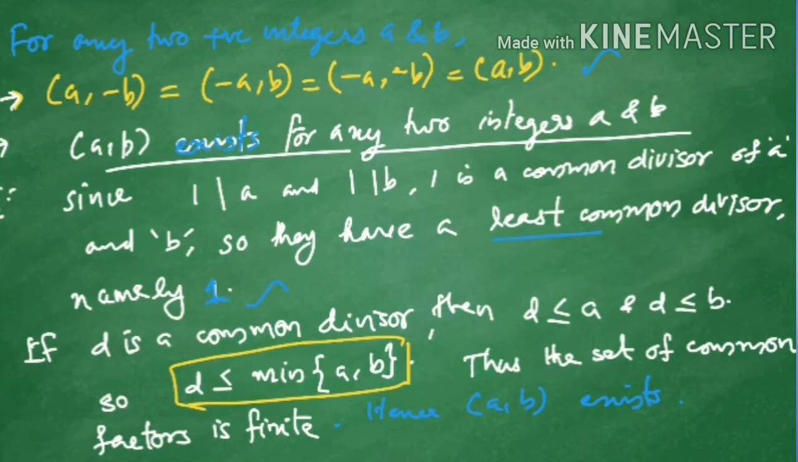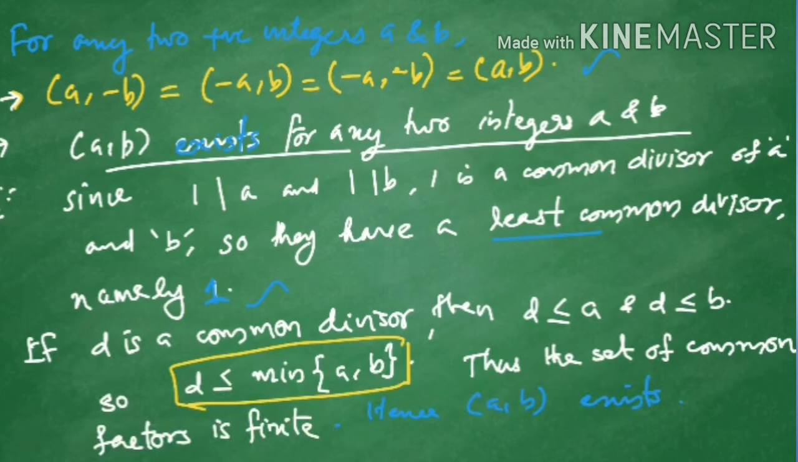The minimum of A, B is either A or B, and it is a finite number, which we already know. So when we consider the set of common divisors, that set is finite. Among them it is easy to find the largest one. So we can say that GCD of A, B always exists.